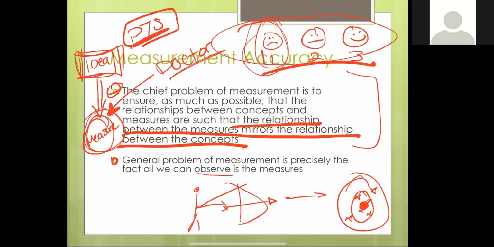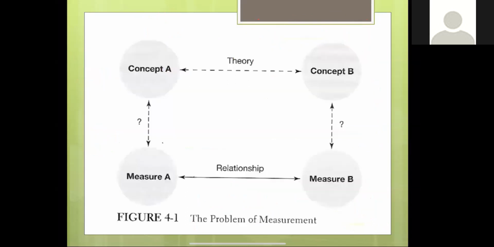And that's why, when we're observing these measures, we're getting the best picture we can, but not the true picture, because we're only using the measurement itself to make our judgments off of. That makes sense?